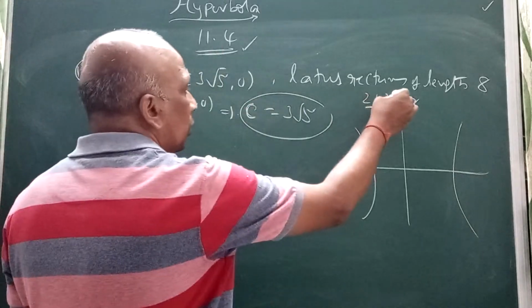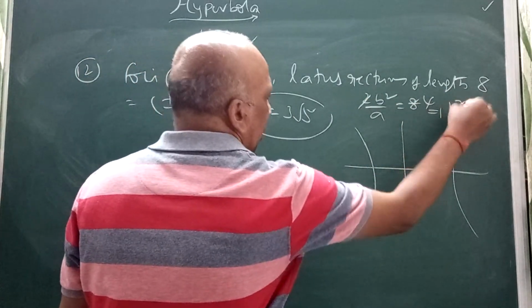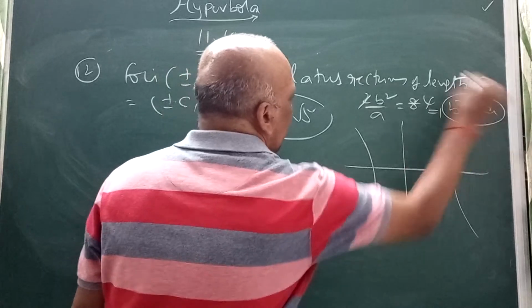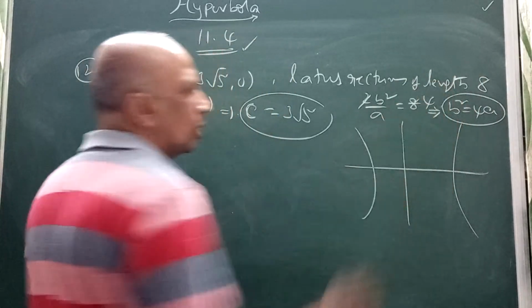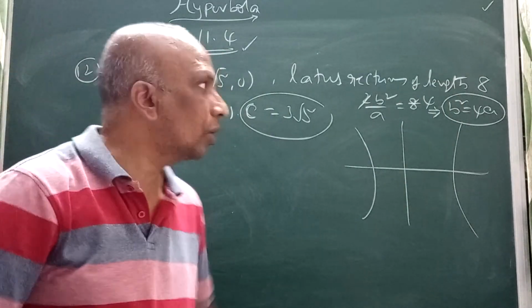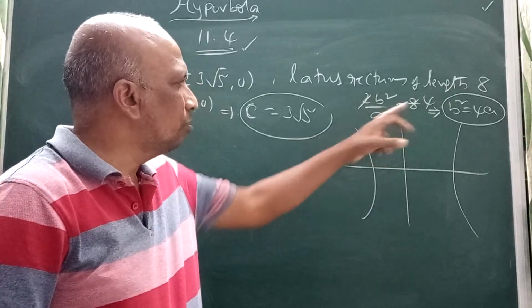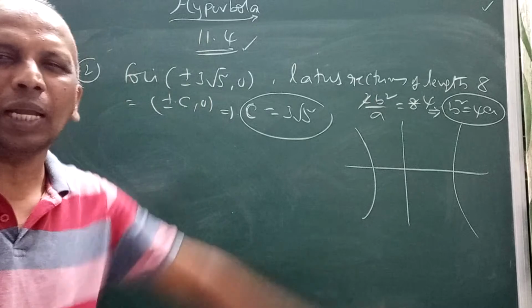The length of the latus rectum is given: 2b square by a is equal to 8. Cancelling the 2 by 4s, we simplify to get b square is equal to 4a. Remember this relation for the length of the latus rectum.